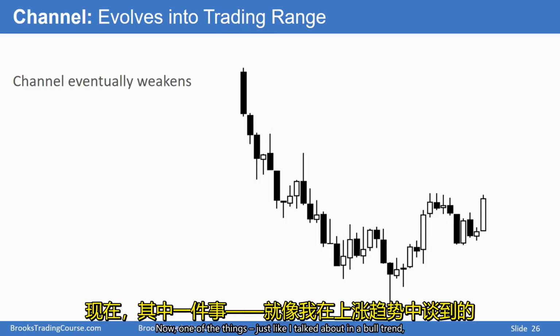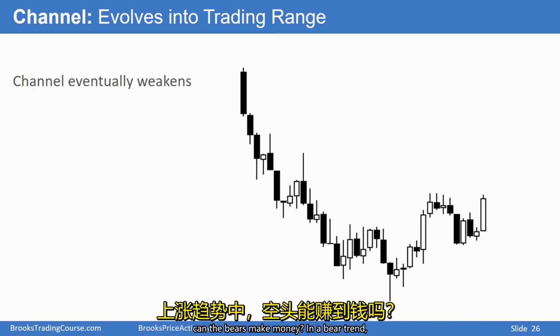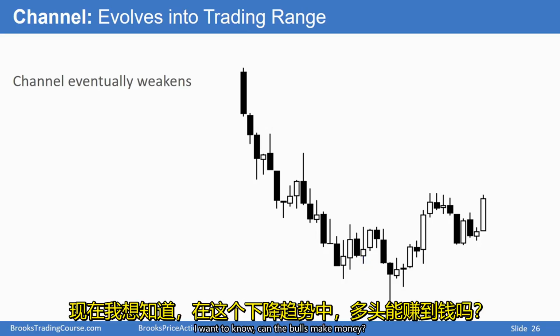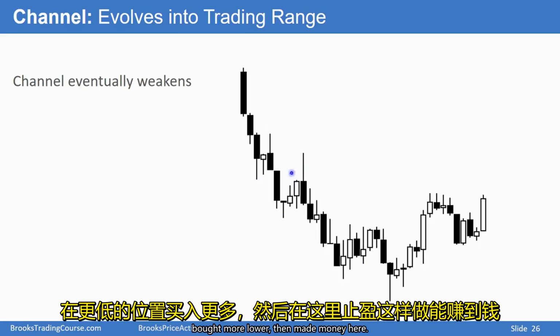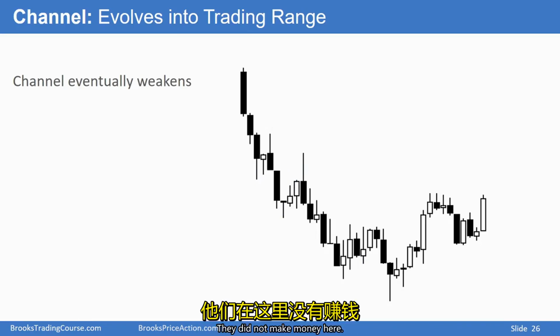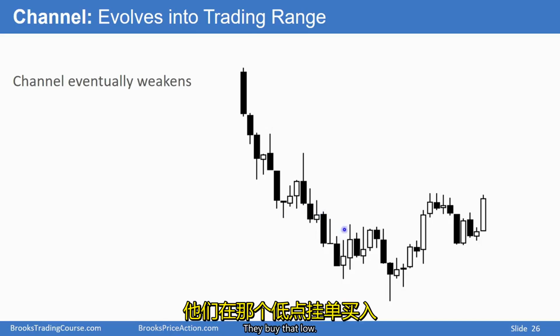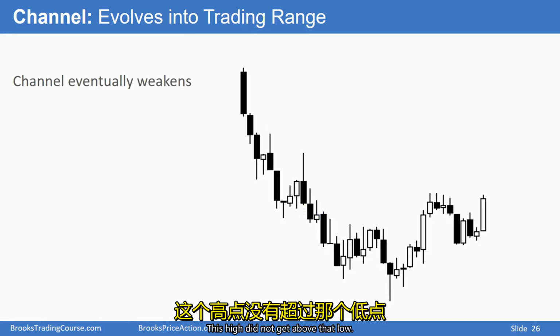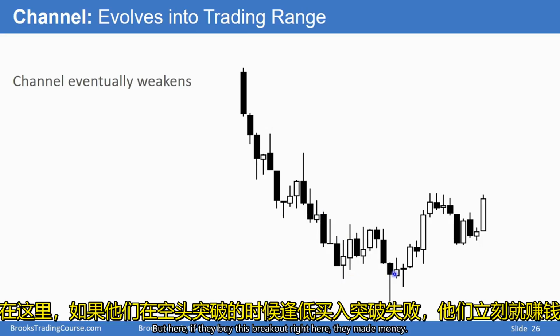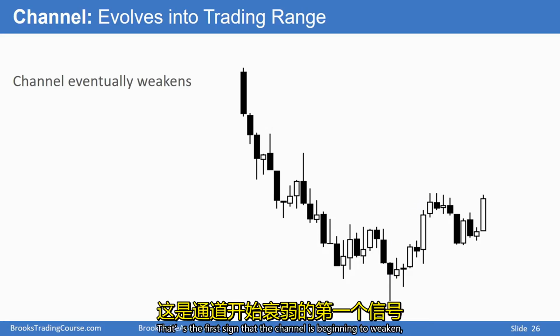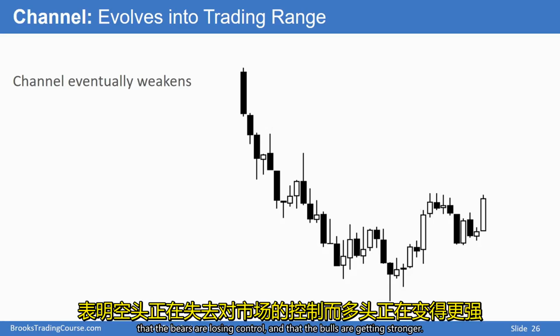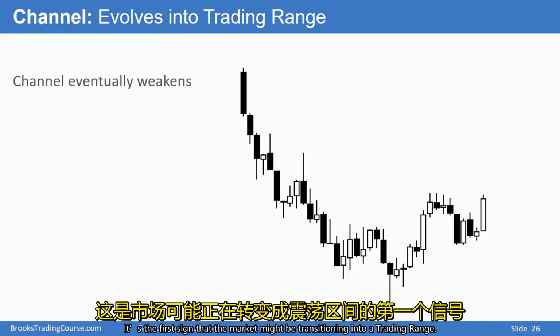Now, one of the things, just like I talked about in a bull trend, can the bears make money? In a bear trend, I want to know, can the bulls make money? I can see the bulls who bought here, bought more lower, they made money here. They did not make money here. They buy that low. This high did not get above that low. But here, if they buy this breakout right here, they made money. That's the first sign that the channel is beginning to weaken, that the bears are losing control, and that the bulls are getting stronger. So it's the first sign that the market might be transitioning into a trading range.